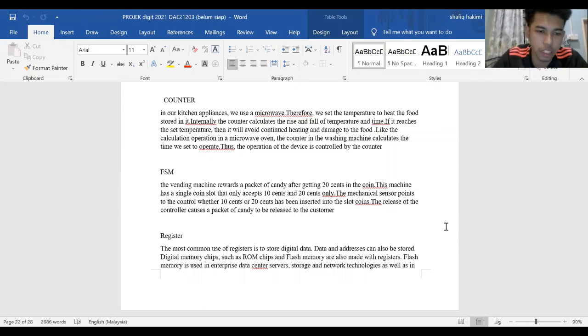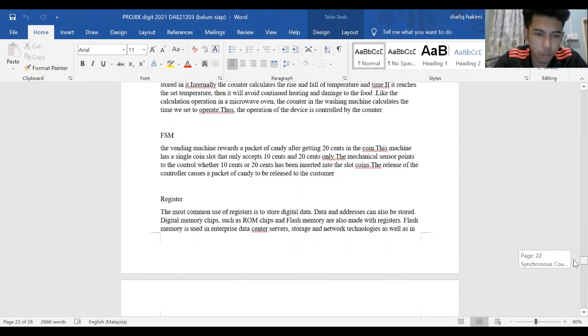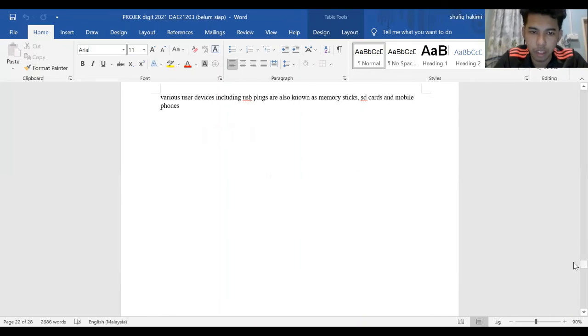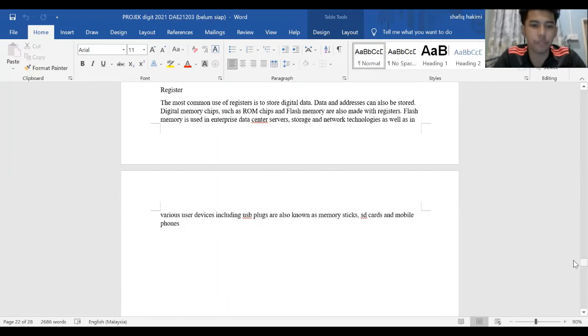And lastly, the register. The most common use of a register is to store digital data. Data and addresses can also be stored. Digital memory chips, such as ROM chips and flash memory, are also made with registers. Flash memory is used in enterprise data center servers, storage and network technology, as well as in various user devices, including USB plugs, also known as memory sticks, SD cards, and mobile phones.